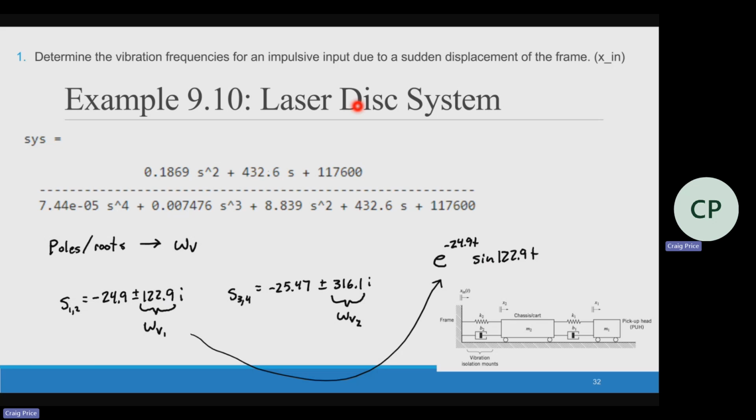What do you think? I have two vibration frequencies. I have two masses. Which mass relates to which one? The higher the mass, the lower the vibration frequency.